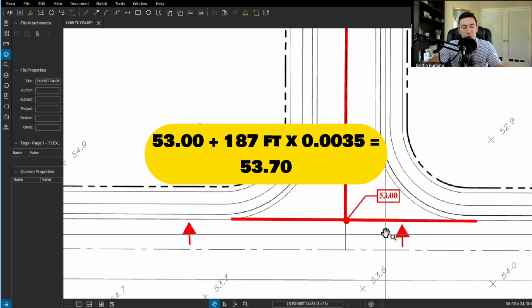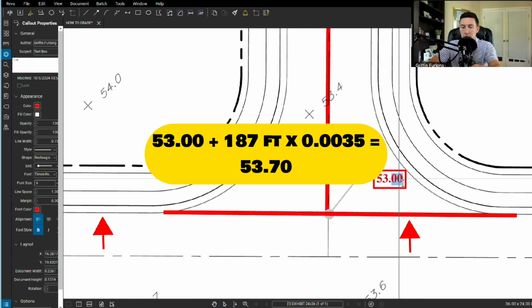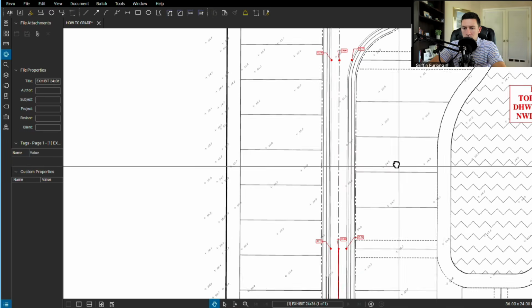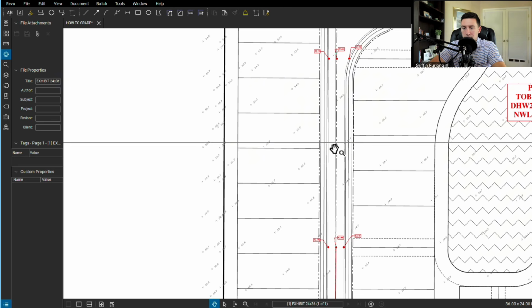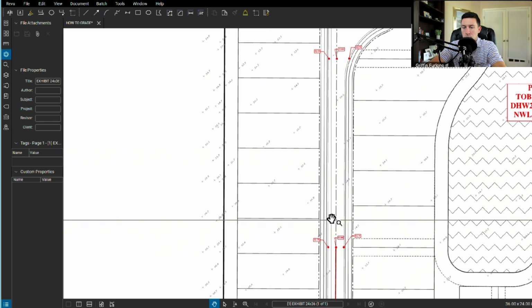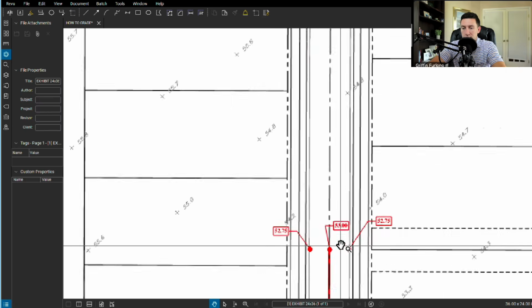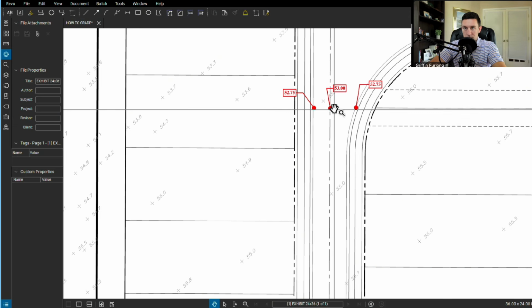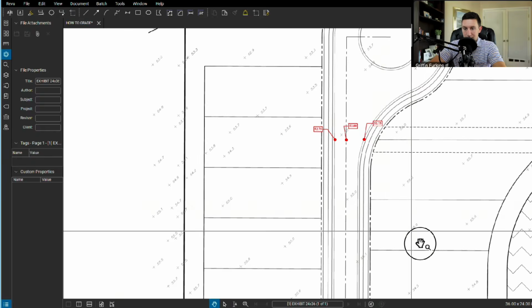I like to just round. I like to use round numbers. So we're going to use 53.7. So we can add 0.24 to each of those cross slopes. So now we need to establish the high point in between these two low points, because right now we just have 2 low points. If the contractor were to grade this at 53 and go up here to 53, this is just going to be a completely flat spot.